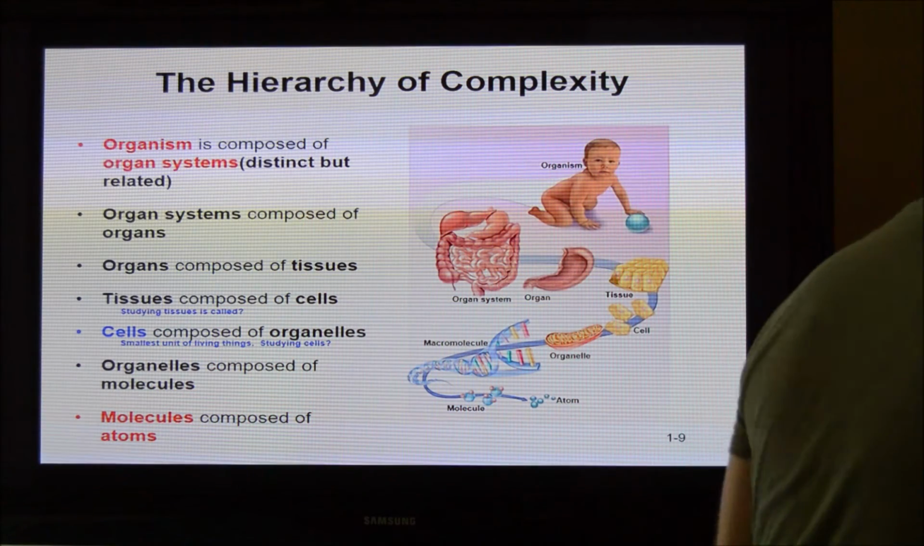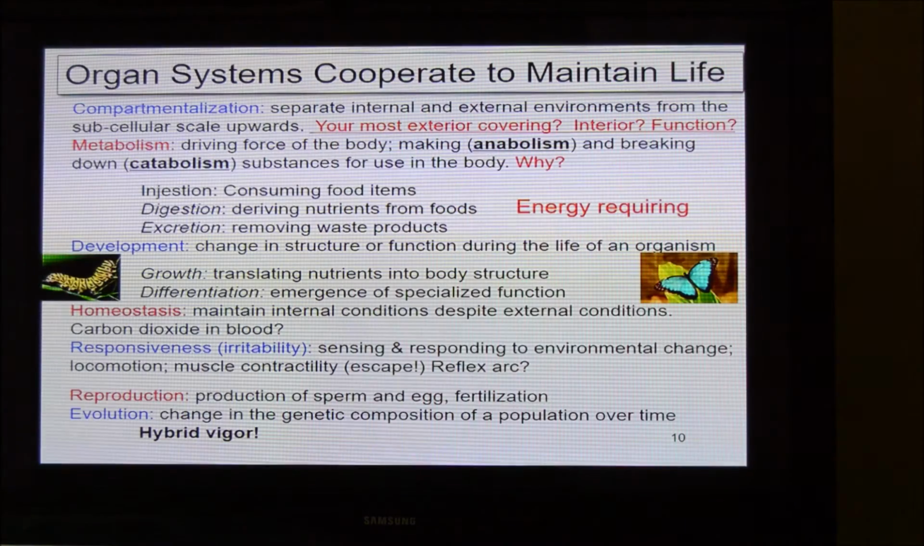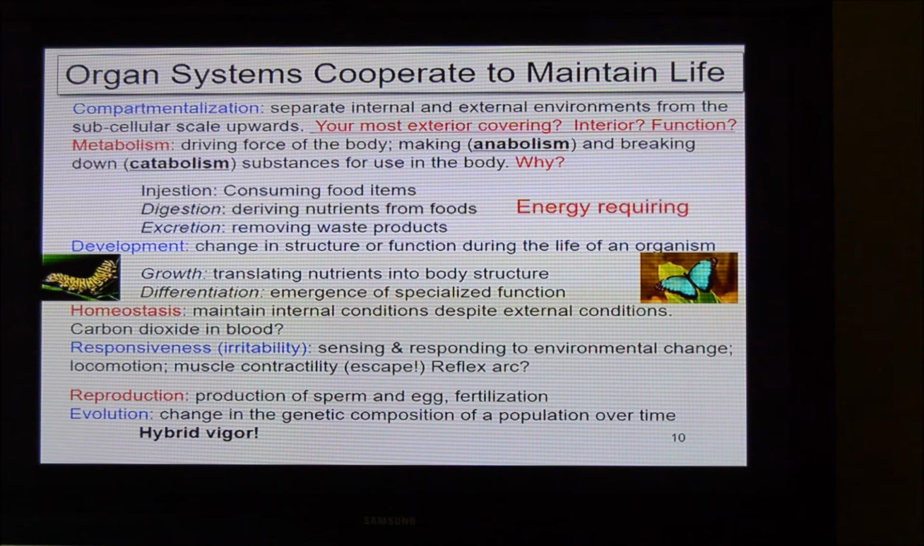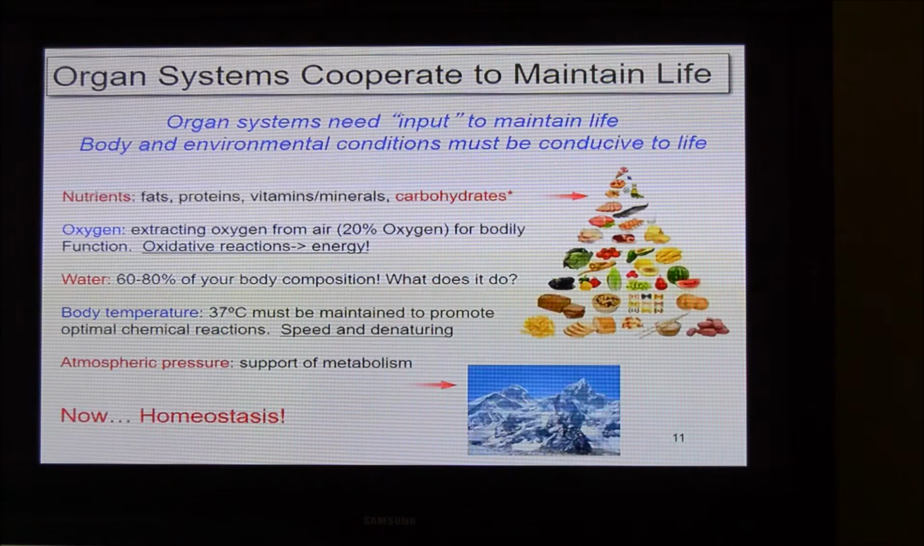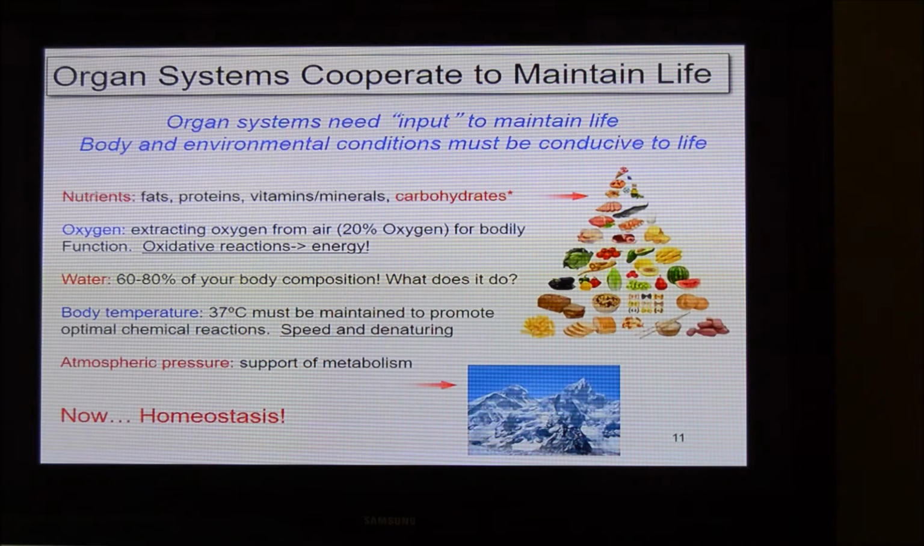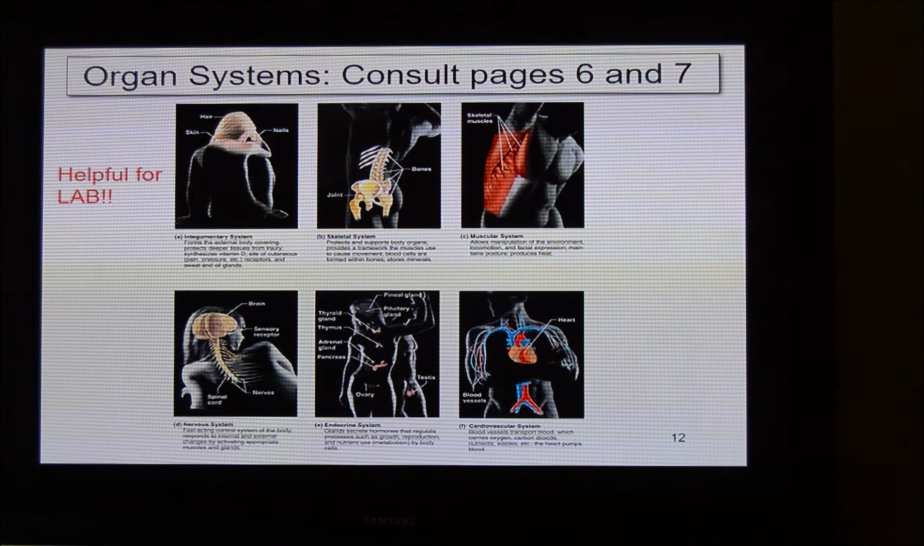All right, where am I at? Organ systems cooperate to maintain life. Yes, this is all good stuff, but I don't really feel like talking through it right this second. I'm just not that concerned at this stage. This is all good stuff, but let's just jump right on into here. Okay, let's run through these.